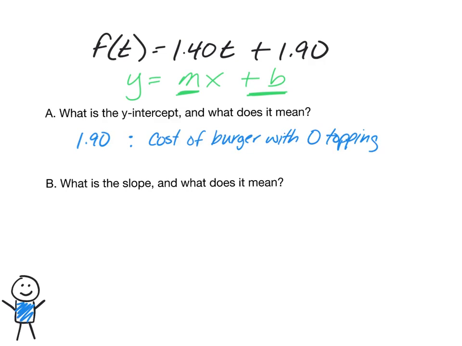Next question says, what is the slope? Remember, slope is represented by the coefficient of the variable term. In our case, $1.40 is the slope. And what does it mean? $1.40 is the cost per topping. So if I was to get 5 toppings, I would need to plug a 5 in for the variable t and multiply it by $1.40, which is the rate of change.